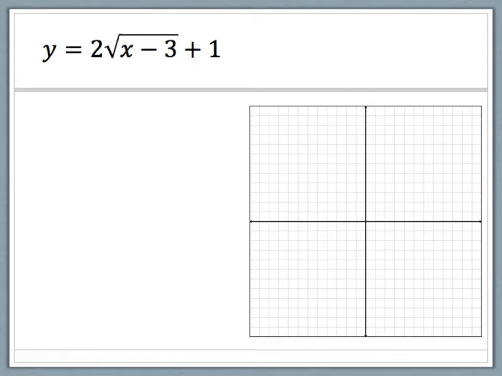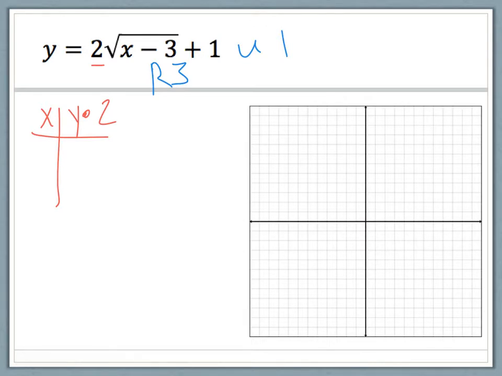Okay, let's start with this first problem. y equals 2 square root of x minus 3, and then plus 1 on the outside. Okay, so I see my a value is 2. It's in that a value spot. So that tells me when I make my table, I'm going to multiply all my y values by 2. Okay, now inside of the radical, I have that minus 3. That tells me that I'm going to go to the right 3. That plus 1 tells me that we're going to go up 1.